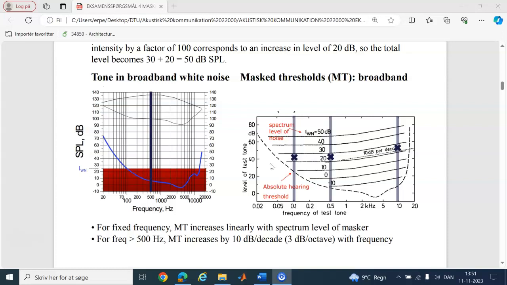For frequencies more than 500 Hz, that is, if the frequency of the test tone is more than 500 Hz, the masking threshold increases by 10 dB per decade, or 3 dB per octave. If you have a 1000 Hz tone and it goes to 2000 Hz, it will increase the level of the test tone by 3 dB, and so on, in broadband white noise.